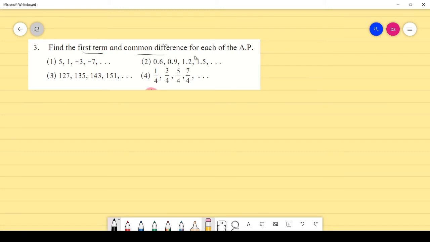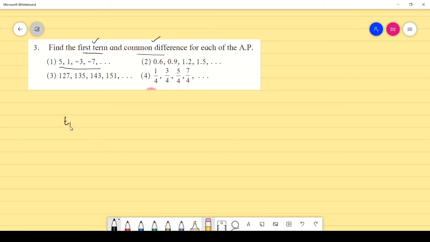Now they ask you to find out the AP. Right now they give you an AP, an arithmetic progression, a sequence with a constant common difference. They give you the AP, and they ask you to find out the first term and the common difference. That is quite easy, right?